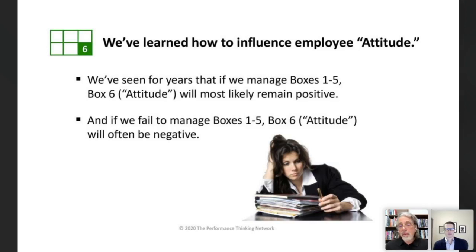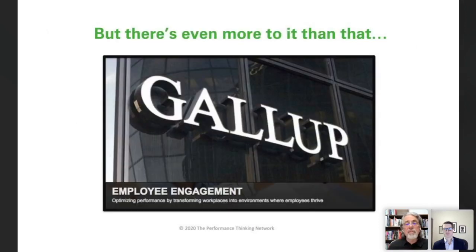But if we've screwed up on those first 5 boxes, and we've seen it over and over again in companies where there are employee retention issues, you're going to have somebody that kind of looks like that woman on the bottom. So we've learned that historically in our work with organizations, not just in ABA, but in a lot of companies. But it really goes further than that.